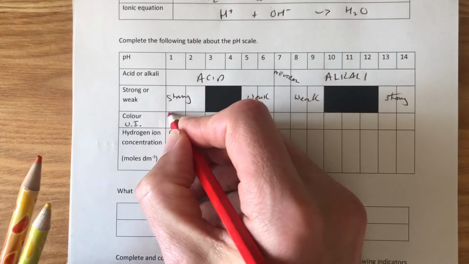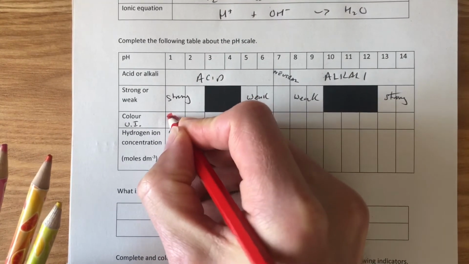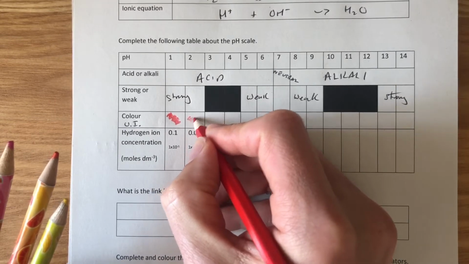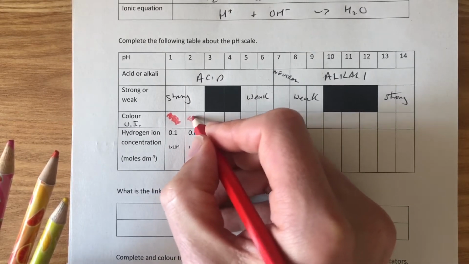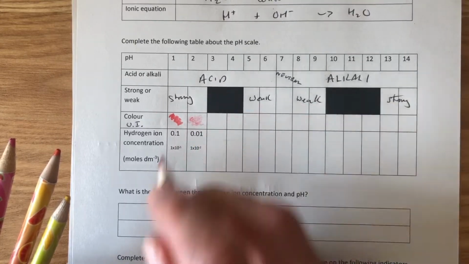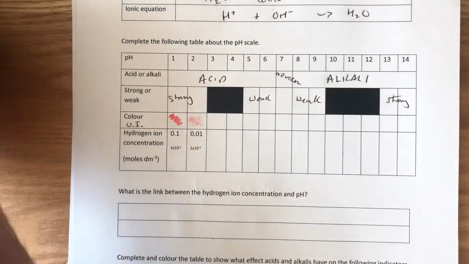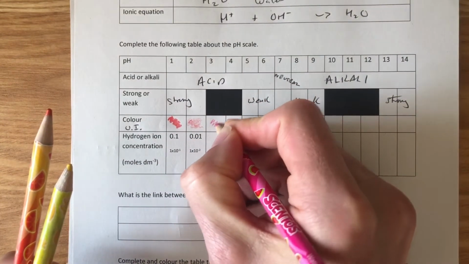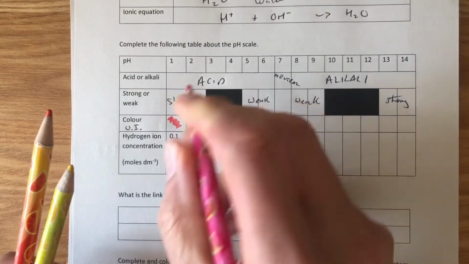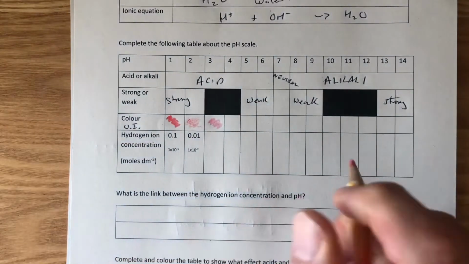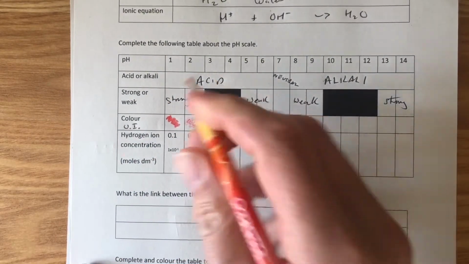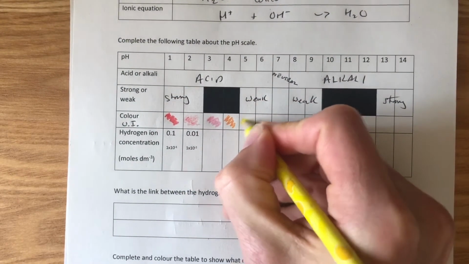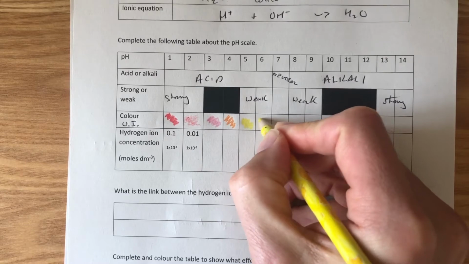So if we add universal indicator to strong acids, it goes dark red. We've got pH 1. Light red for a 2. I'm cheating here, using the same pencil, just doing it a bit lighter. We'd have a pink for a 3. I don't think you need to learn all of these, just the trends really. We have an orange for a 4. A dark yellow for a 5. Press quite hard there. And a light yellow for a 6. There we go.